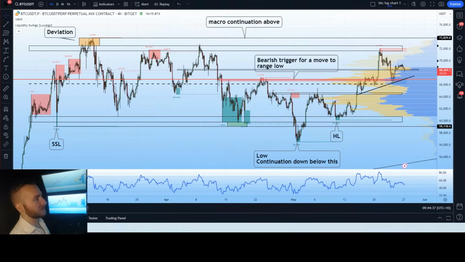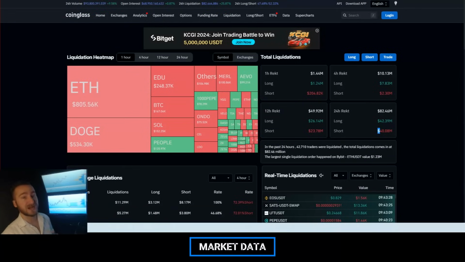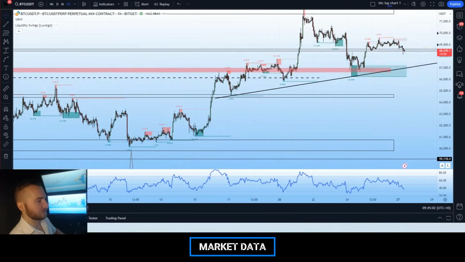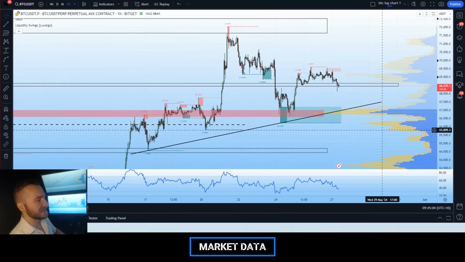So starting on that market data, as we know, coming out of the weekend now, volume generally starts to pick up a little bit. We can see volume has increased by 9%, sitting at 93 billion. 24-hour liquidations are up 25% at a total of 82 million. Of the 82 million in total liquidations, 42 million have come from longs, and 40 million have come from short positions.